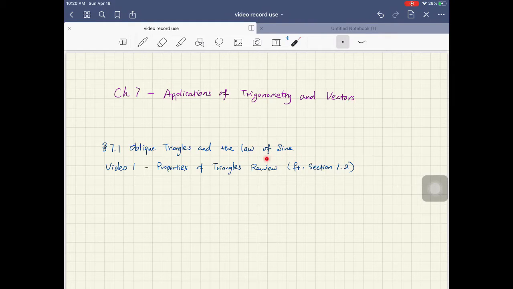In the law of sines, we are actually going to do two sections, 7.1 and 7.2. In 7.3, we're going to talk about the law of cosines. For section 7.1, there are going to be 5 videos. This is the first one. In the first video, we're going to review the properties of triangles.